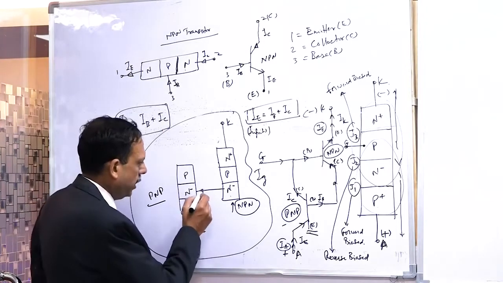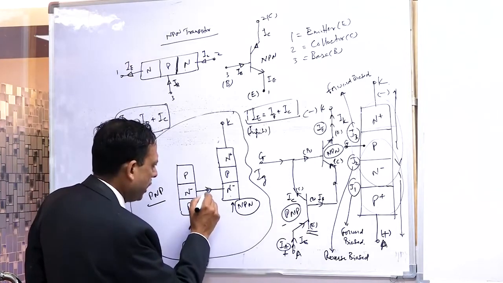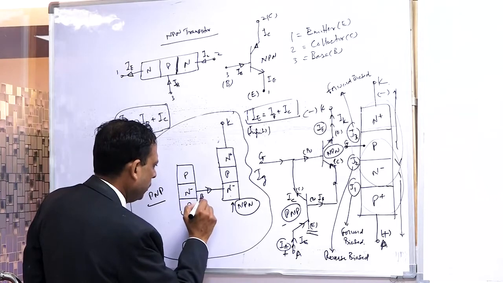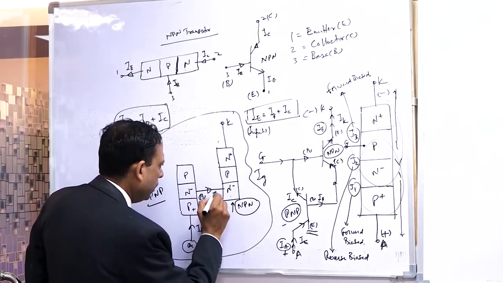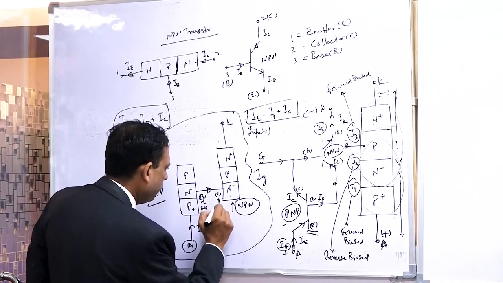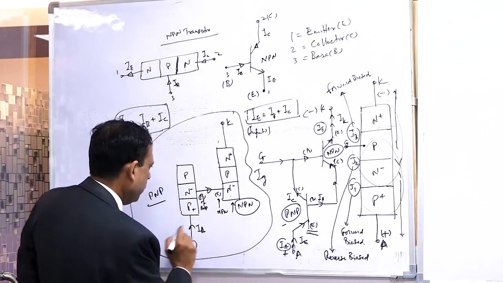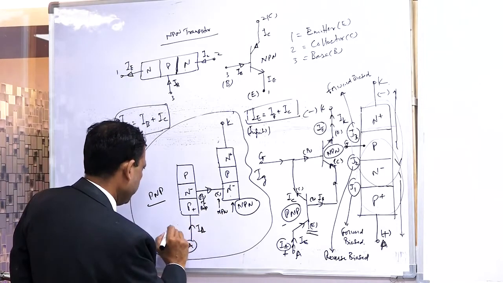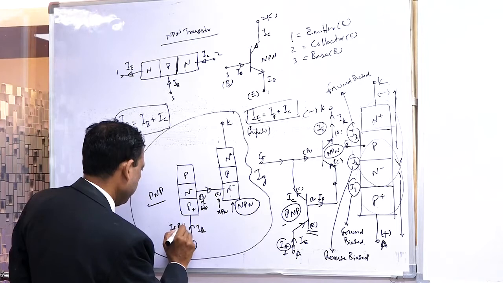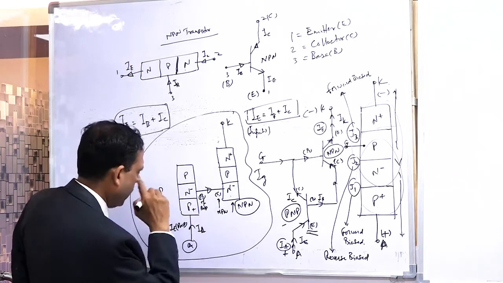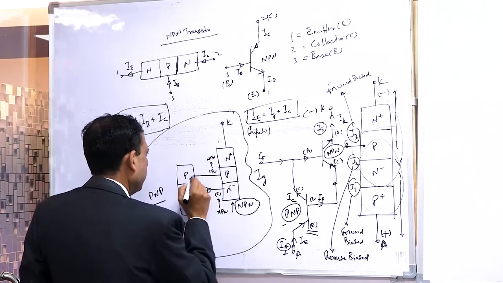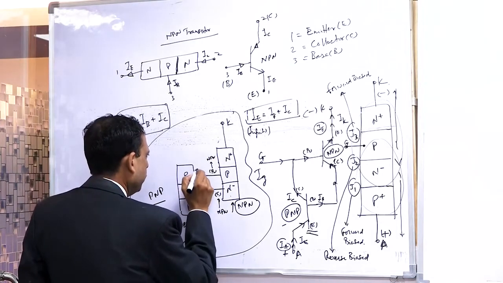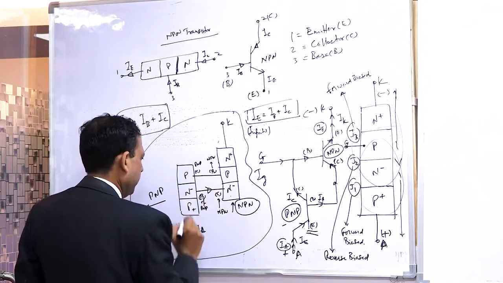Here you see the base current is going here. This is the base of PNP. This is the collector of NPN. This is the emitter of PNP. This is the base of NPN and this is the collector of PNP.